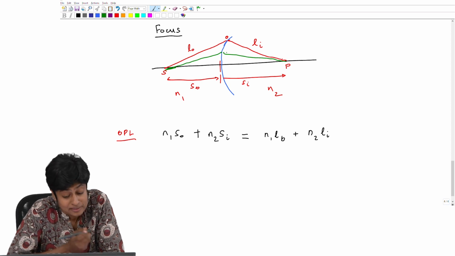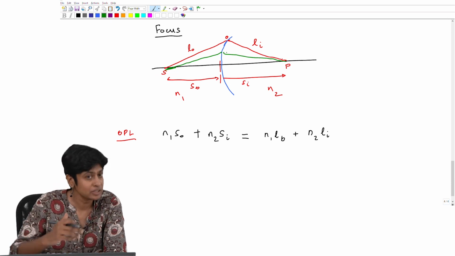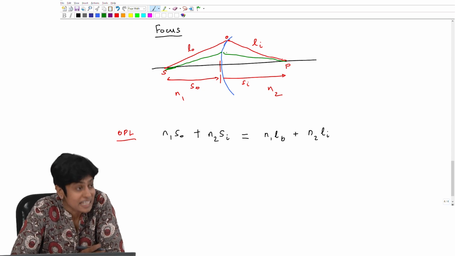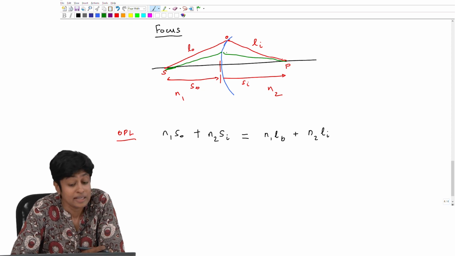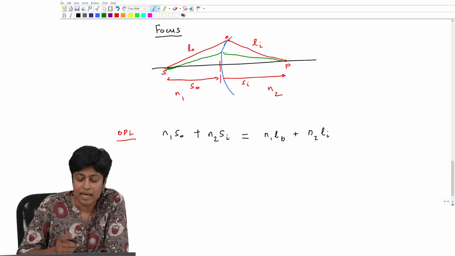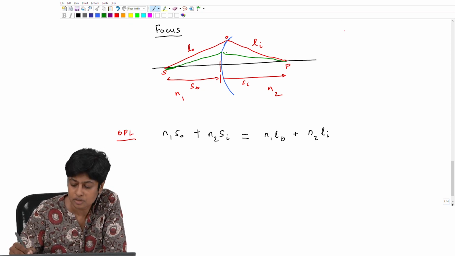Then I would say this interface that I have chosen, it is not a flat interface, it is an interface with some kind of curvature. This interface that I have chosen is doing the job of imaging. Now, does such an interface exist? It turns out it does, and the interface that satisfies this condition is called a Cartesian oval.